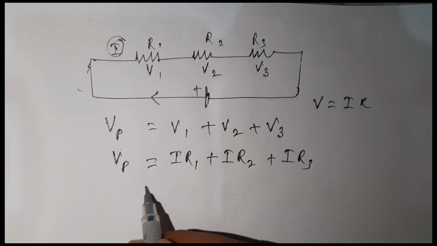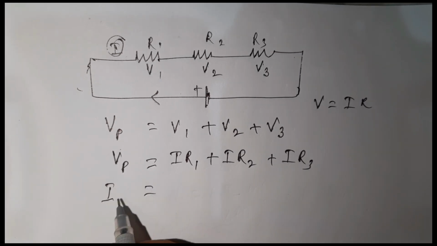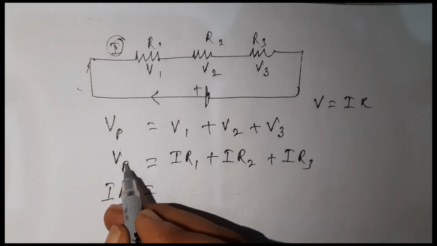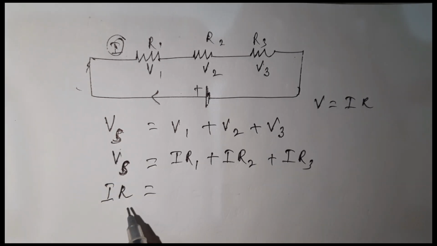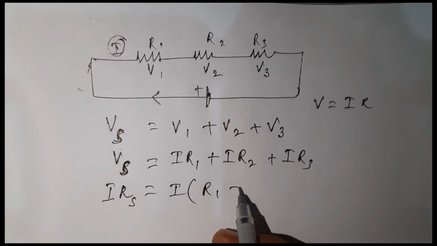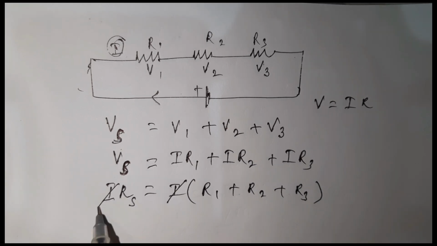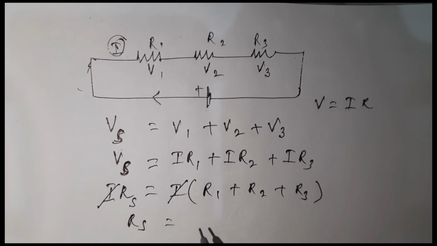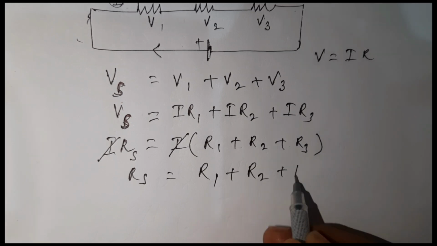That is V in series. So this we are discussing with series, so it will be Vs, that is I times resistance in series. I can be taken common, thus it is R1 plus R2 plus R3, and thus I will get cancelled. Resistance in series is the combination of all the individual resistances.